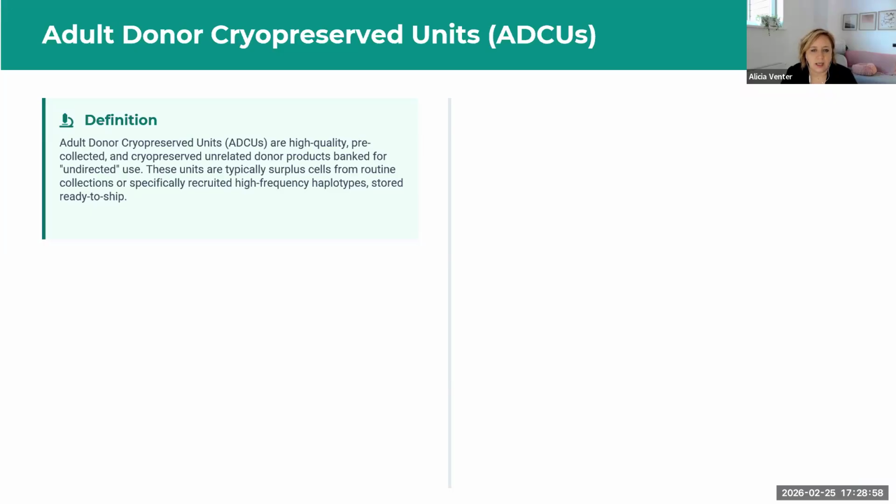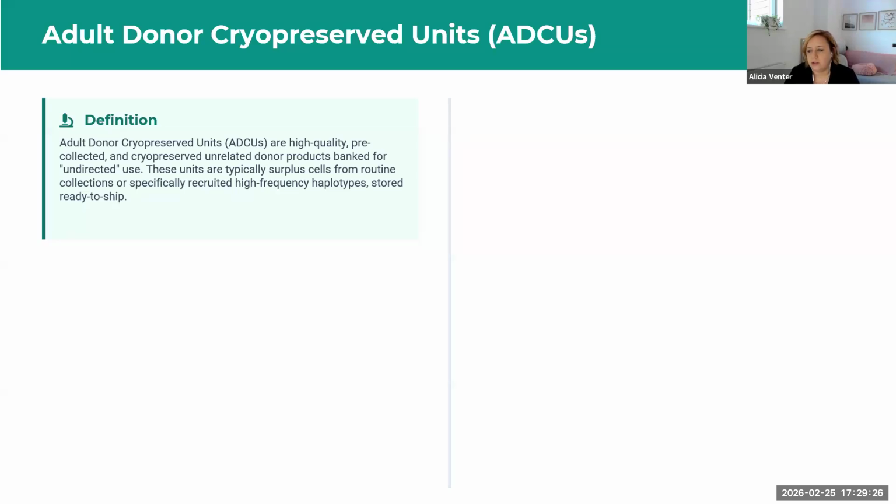Then, of course, is the adult donor cryopreserved unit, and this is probably the newest kid on the block. Some of you might have already encountered some of these products, but to others, I guess it would be very, very new. So I will take a little bit more time explaining what these are. Adult donor cryopreserved units are high quality, pre-collected, and cryopreserved unrelated donor products banked for what is called or considered undirected use.